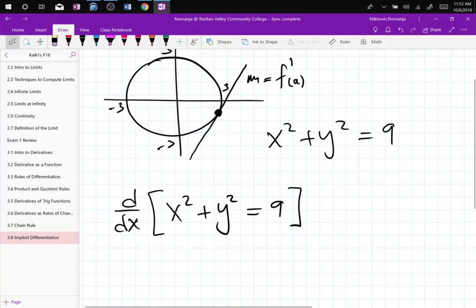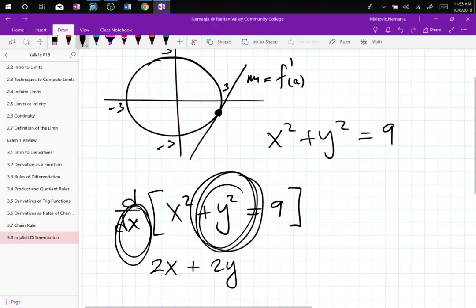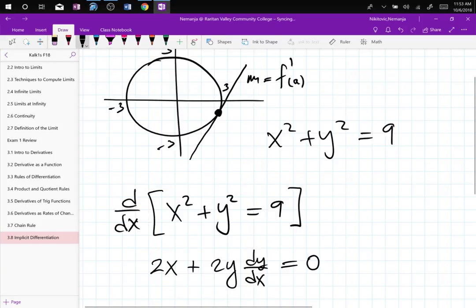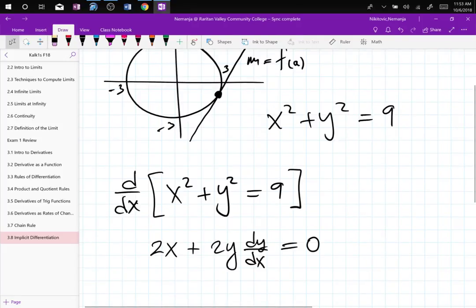And the answer is simply, well, the derivative of x squared is 2x, so it's the same thing. And the derivative of y squared is, well, it better be 2y. But here is the trick. You are taking the derivative of y with respect to x, so you have to follow this with a chain, dy/dx. And that's the focus of this lecture, which is what I have to explain. And then equals the derivative of 9, which is 0. So where is the new stuff? The new stuff is technically just this piece.